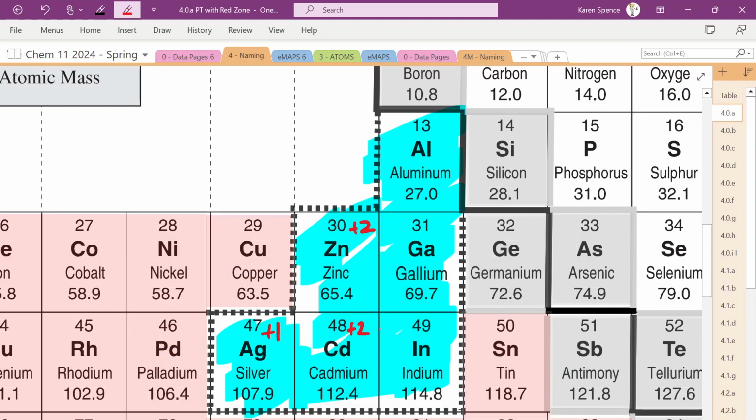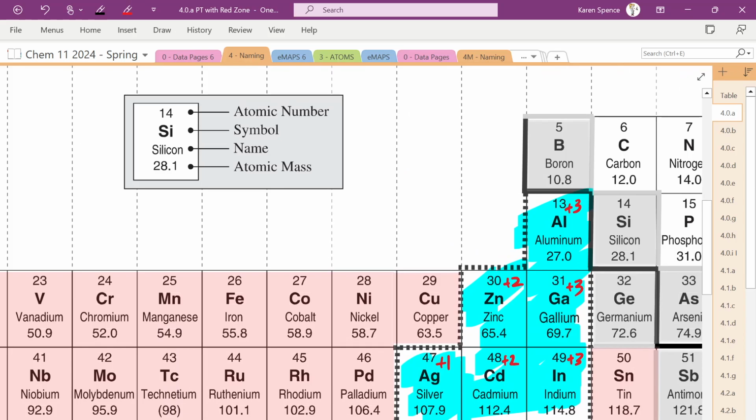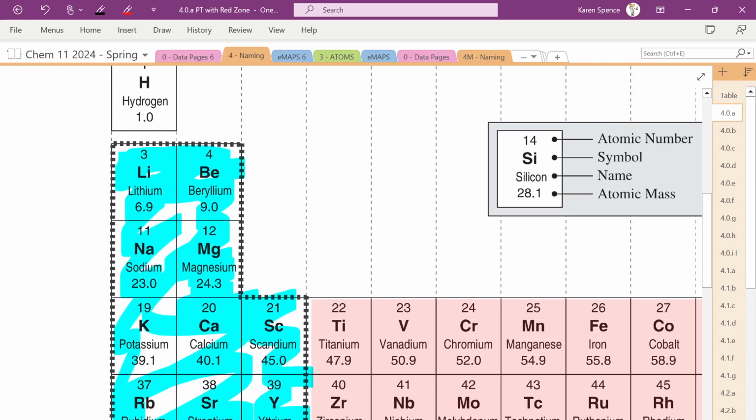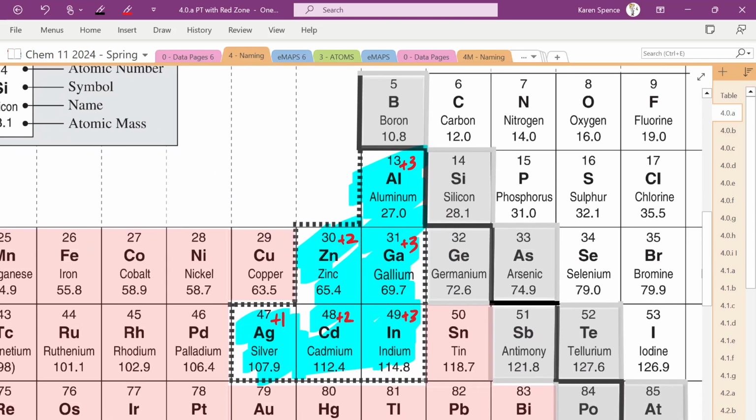Okay, plus 2. And then aluminum, gallium, indium, there's 3 of them, so they are plus 3. Plus 3, plus 3. So these are charges that you are expected to know. You are expected to know that group 1 is plus 1, group 2 is plus 2, group 3 is plus 3. And then when you have this little area over here that's not red, silver is plus 1, zinc and cadmium are plus 2, and aluminum, gallium, and indium are plus 3.